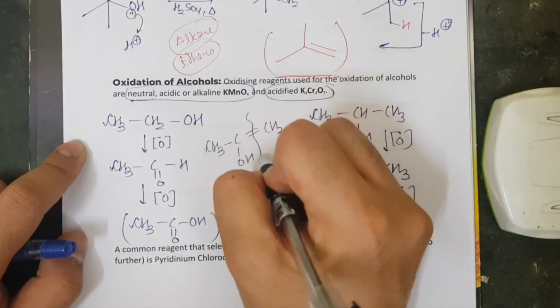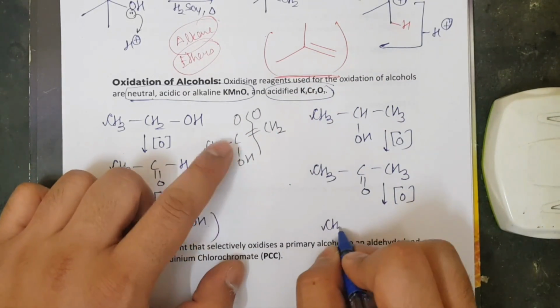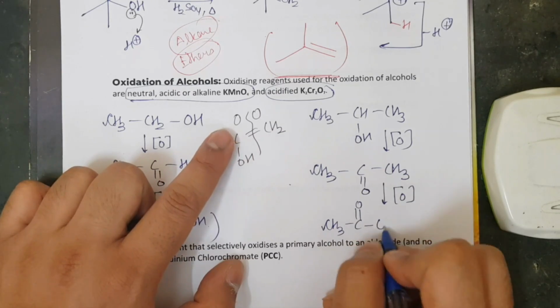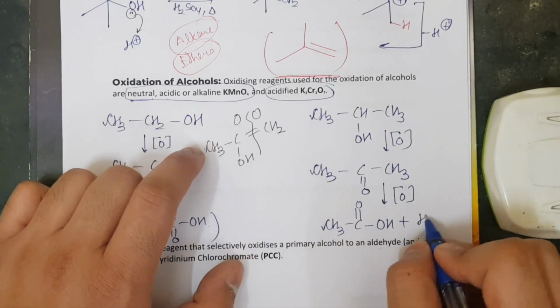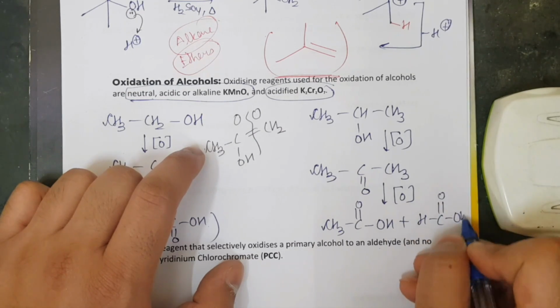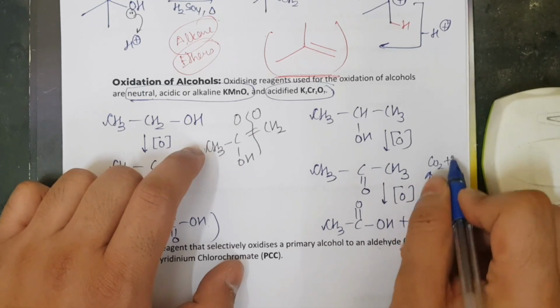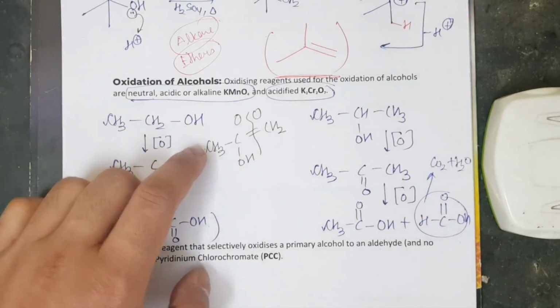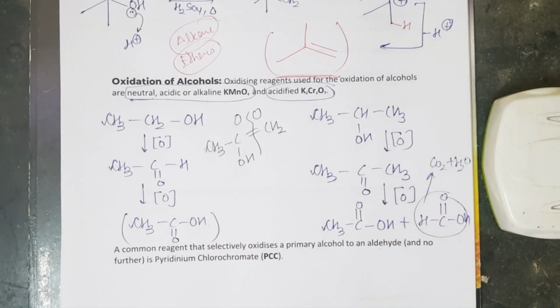Oxidize this by introducing oxygen, and we get the formation of CH3COOH plus HCOOH. HCOOH can also be oxidized further to CO2 plus H2O. Okay, similarly you can also do the oxidation for the tertiary one. That would give you the same type of answers which have been written here.